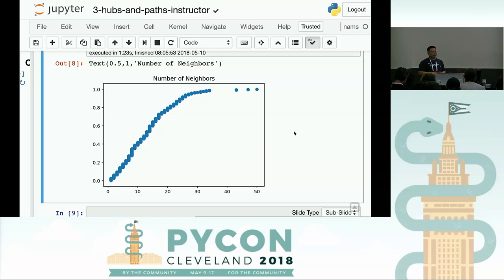Okay, we're at the 4 minute mark. How many people have at least made it to number of neighbors? Thumbs up, please. Okay, great. So we're at quorum. We're going to move on from here. You should get something that looks like this. Let me very quickly walk you through the ECDF interpretation.